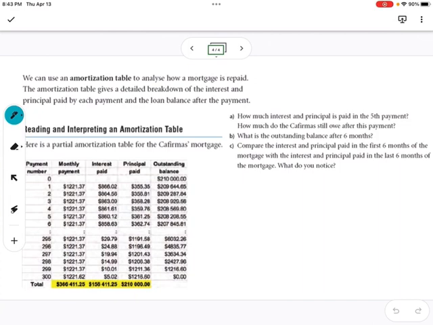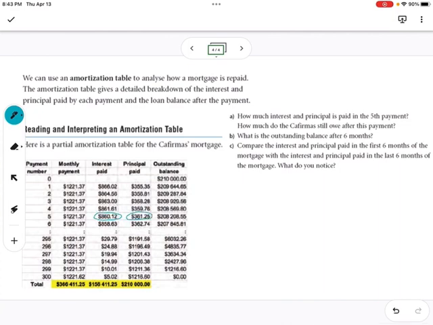So looking at the table, we have our payment number. So we're going down to the fifth payment here, and it's asking us how much the interest was there, which is the $860.12. And the principal there is the $361.25. Okay, so circling those payments there.